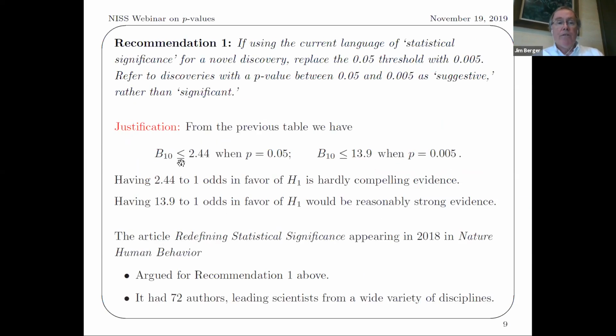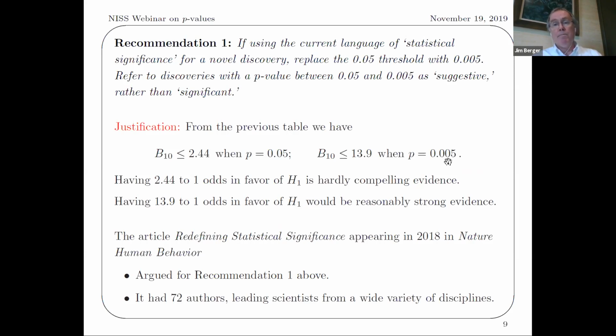So I don't think anybody views 2.4 odds as being very compelling evidence. On the other hand, this is close to 14, and 14-to-1 odds in favor of H1 is reasonably strong evidence. So based on the bound on the database odds, we felt that reporting P at 0.005 as the level of significance is reasonable. Now, we're not the first to have done this.